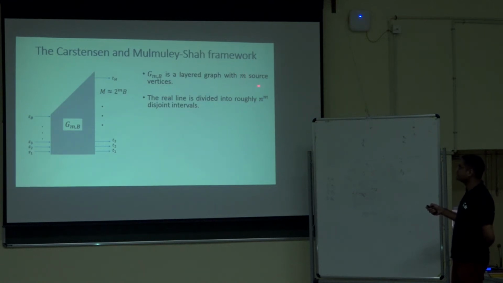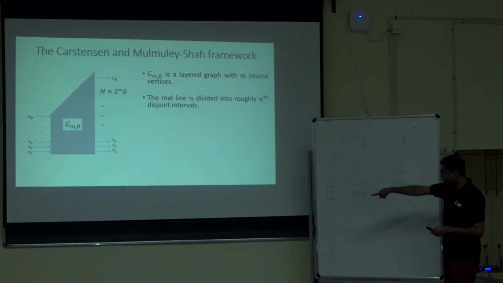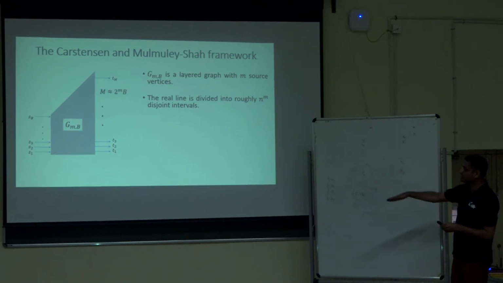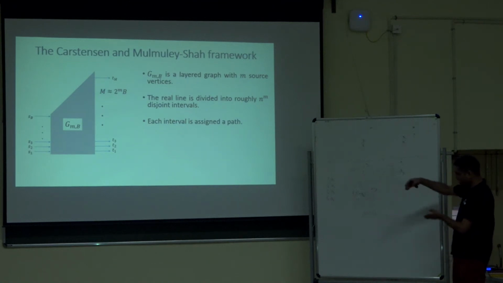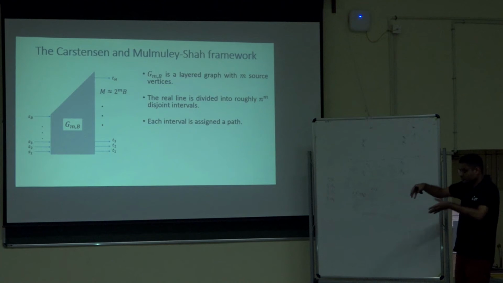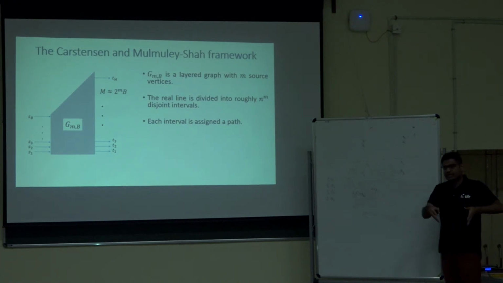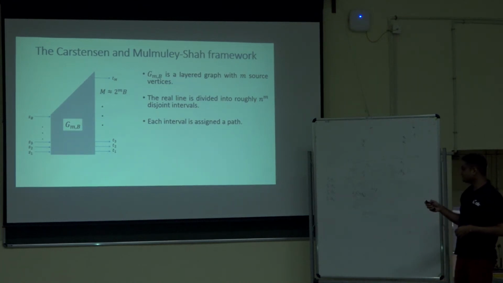Sorry, this number is wrong. It's capital B. And how the proof goes is, when we draw that graph, plotting lambda on the real line, we divide the real line into roughly n raised to m disjoint intervals, such that within each interval a particular path remains the shortest path. In the sense, when lambda lies within this gap, there is one fixed path that is the shortest path. When lambda comes into the second gap, there is another path. Third gap, there is another path. And once you can define this for n raised to m different intervals, you are done. You just set m equal to log n.